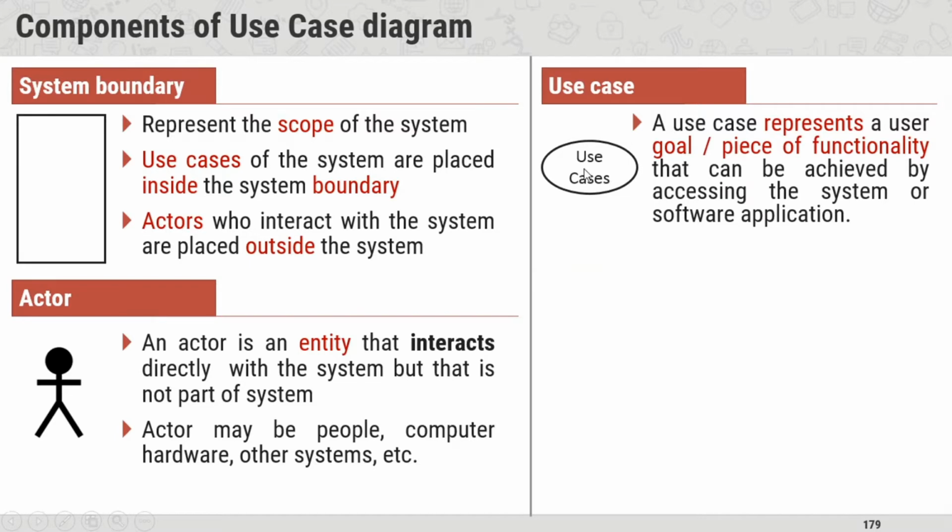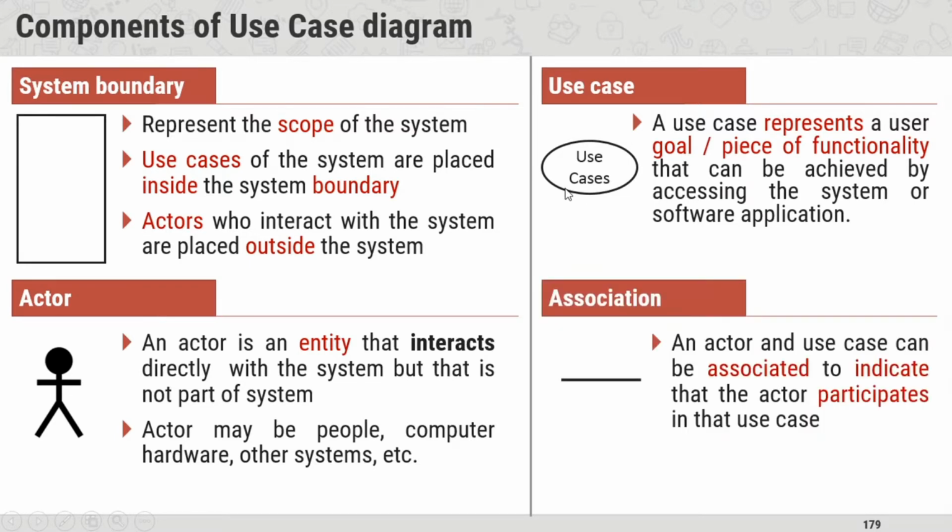Use cases are generally represented by an oval kind of shape, and they represent user goals and pieces of functionality that can be achieved by accessing the system or software application. Now, if you want to show some kind of association, or indicate a participation of the actor, like this actor will perform that kind of functionality, you will connect that actor and that functionality by using some kind of arrow. So they are called an association. So this is the association.